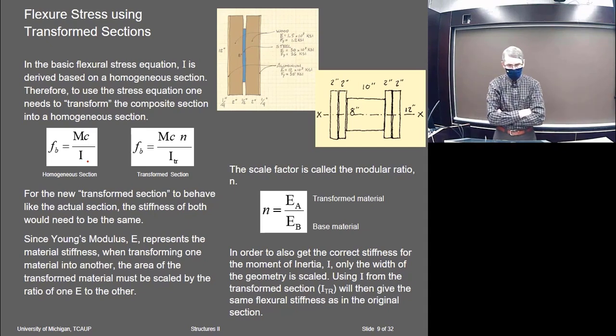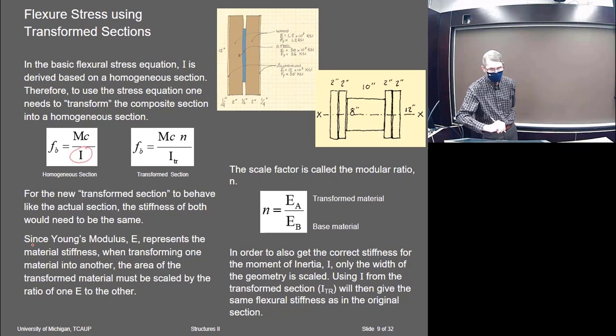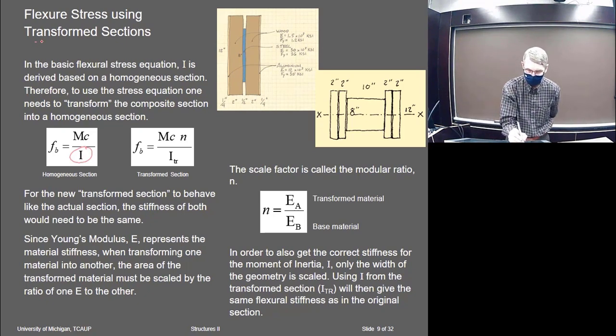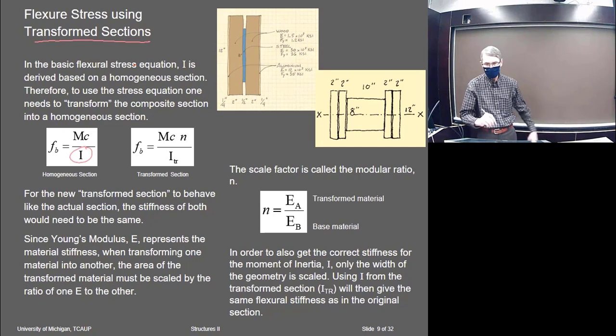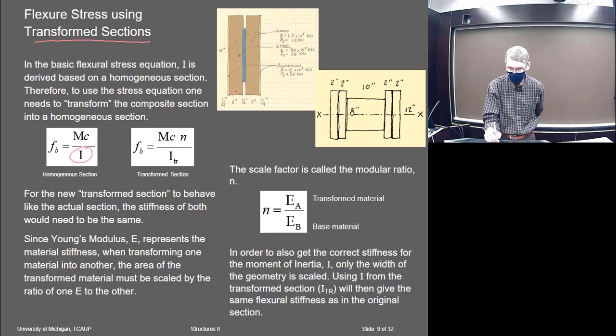Okay, so as far as a process, like I said, the problem is I. You can't just use MC over I with I calculated strictly by the geometry, because it's a non-homogeneous section. So you have to use what's called a transformed section. You transform your composite into what it would be like if it were all made out of the same material, and then you calculate I for that.